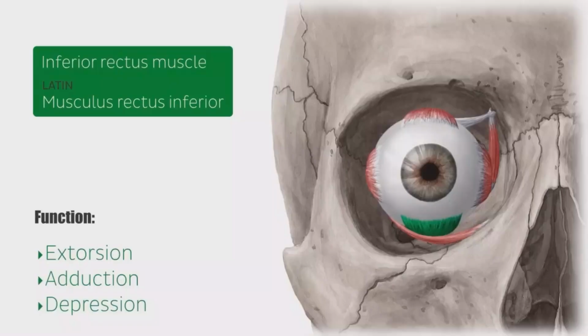During adduction of the eye, the inferior rectus muscle is again responsible for depression, extorsion, and adduction of the eye. During abduction, however, which is the lateral movement of the eye away from the midline, the inferior rectus muscle is responsible for the depression of the eye.